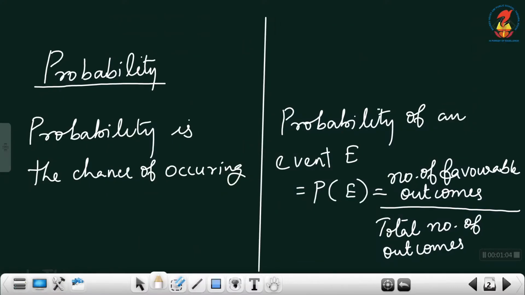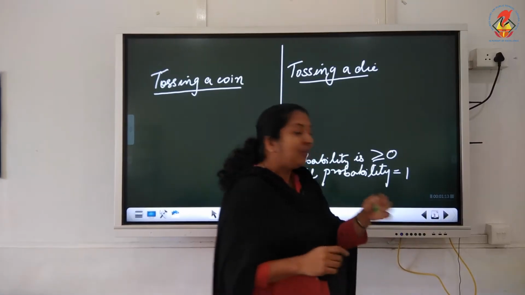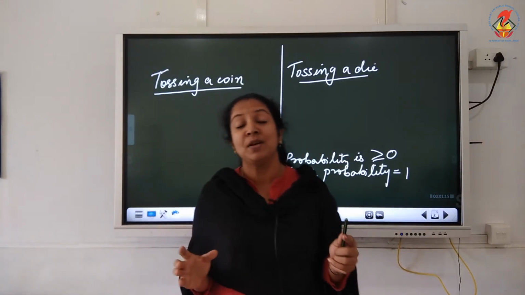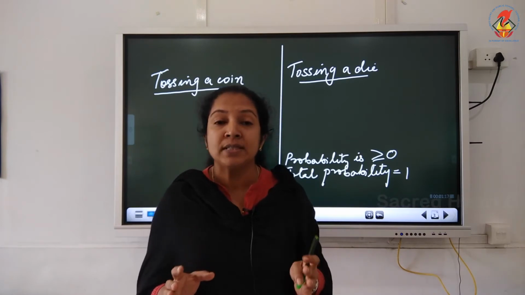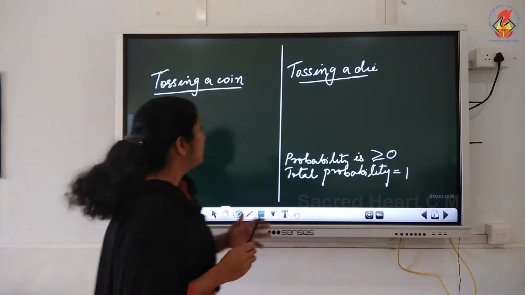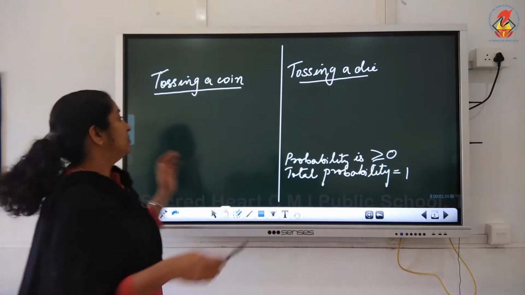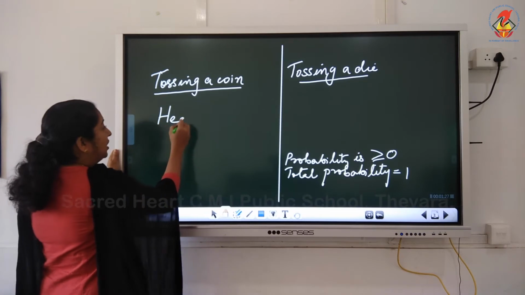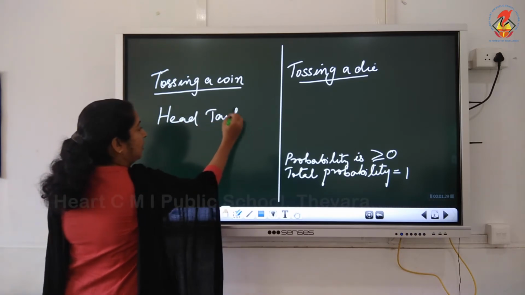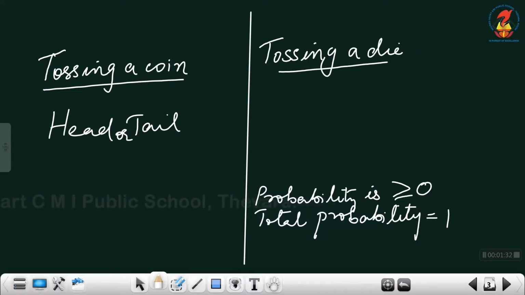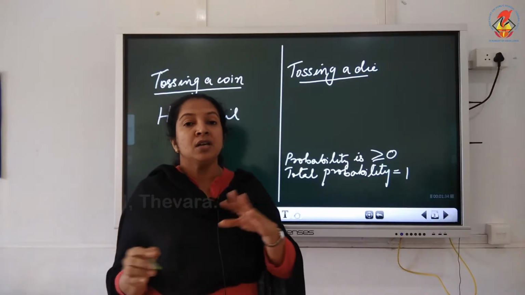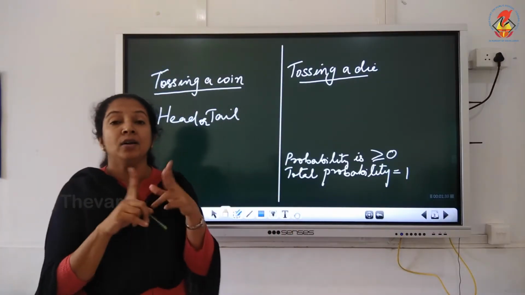Number of favorable outcomes divided by total number of outcomes. So, when we take this section, the first example which we consider is tossing a coin. When you toss a coin, what are the possible outcomes? Head or tail. So, total outcomes are 2. It is either head or tail.